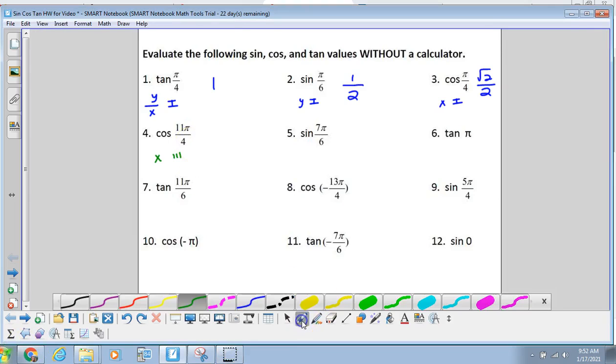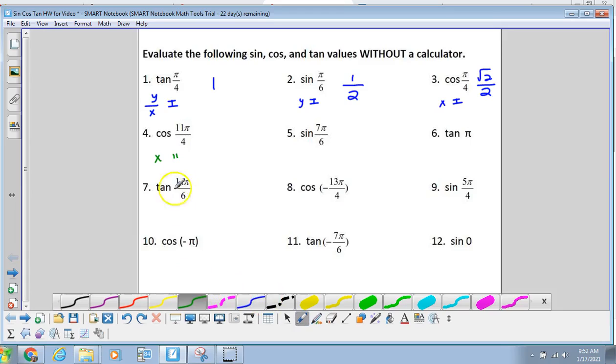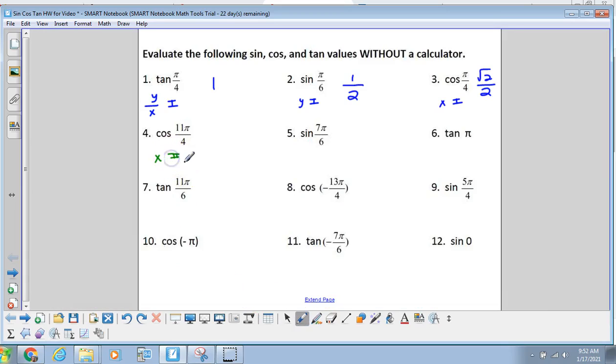Excuse me, I didn't mean to say third quadrant. I meant to say that it's in the second quadrant. My apologies there. 11 pi over 4 is in the second quadrant, and our x-coordinate for our pi over 4 family in the second quadrant is negative root 2 over 2.